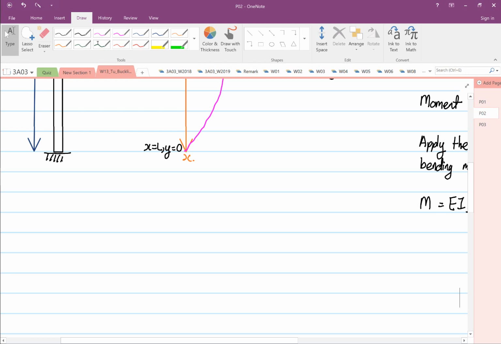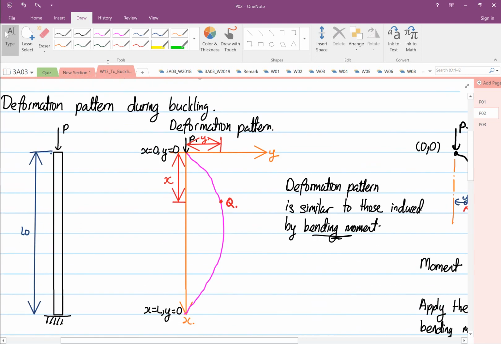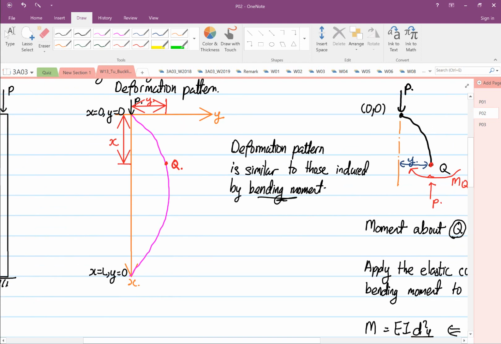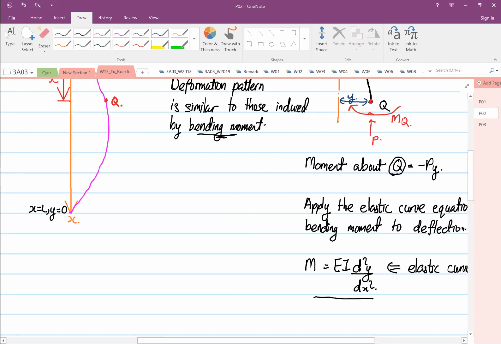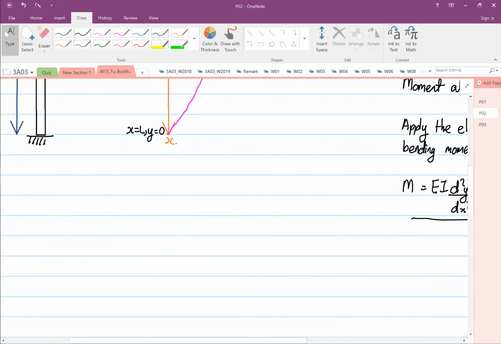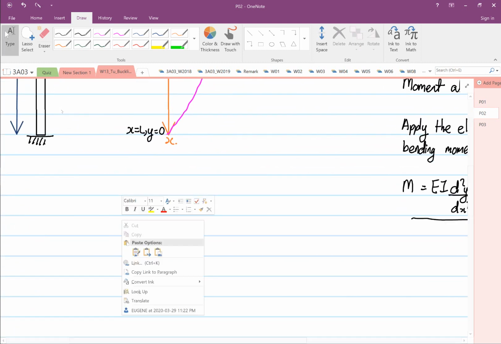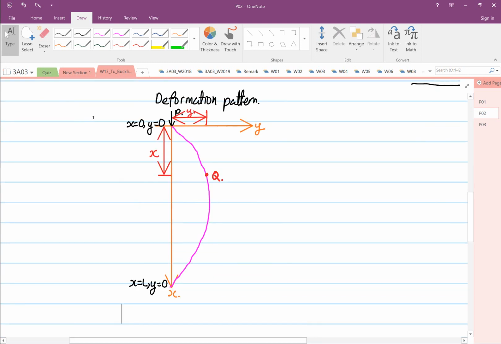Hi, a continuation of buckling. So we drew this graph earlier, looking at the deformation pattern, and we come out with this trend where moment is equal to EI d squared y over dx squared. So I would like to avoid some confusion that you might have.